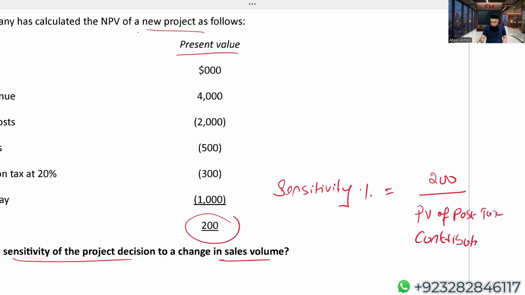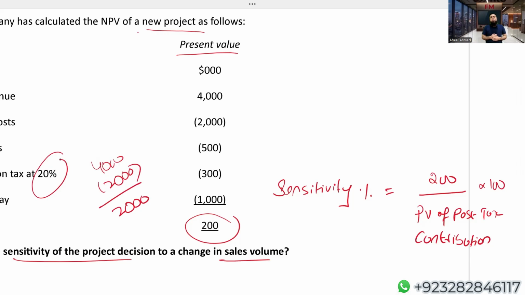We know that contribution is sales minus variable cost. Sales is 4000, variable cost is 2000. So the contribution in present value terms is 2000. But this 2000 is before tax. Since NPV is after tax, the contribution will have to be after tax.